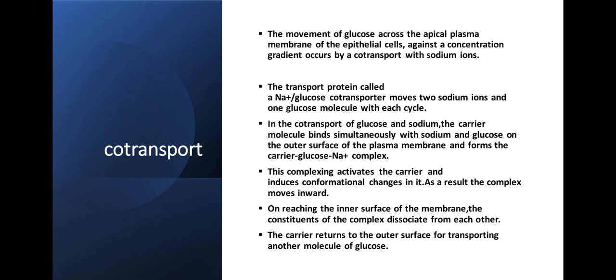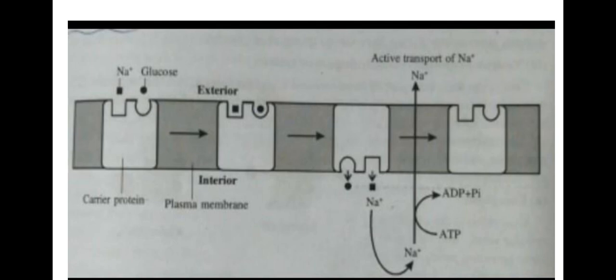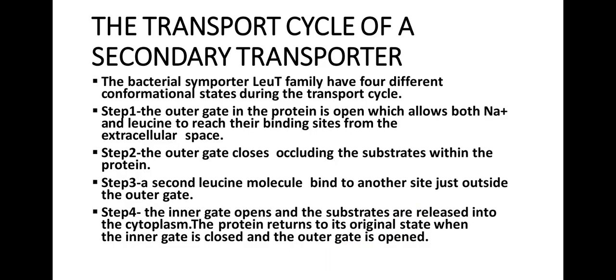The complexing activity of the carrier induces conformational changes in it. As a result, the complex moves inward. On reaching the inner surface of the membrane, the constituents of the complex dissociate from each other. The carrier returns to the outer surface for transporting another molecule of glucose. Carrier protein, Na+, glucose, exterior, interior, plasma membrane, then active transport of Na+ along with ATP. The transport cycle of a secondary transporter.